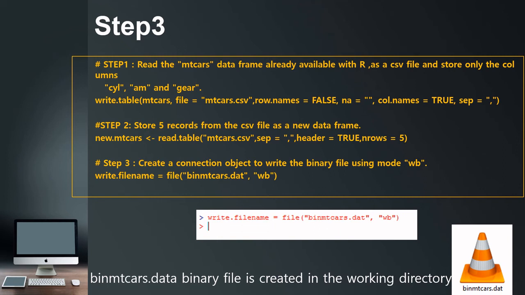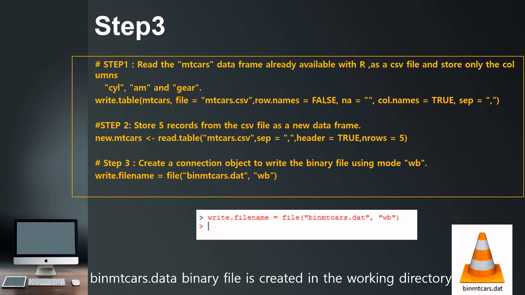From step 3, I am going to discuss the binary file. In handling the binary file, there are 3 steps. Step number 1, what is the file name, in which location you are going to store. Number 2, what are the columns. Number 3, what are the rows, meaning the data.